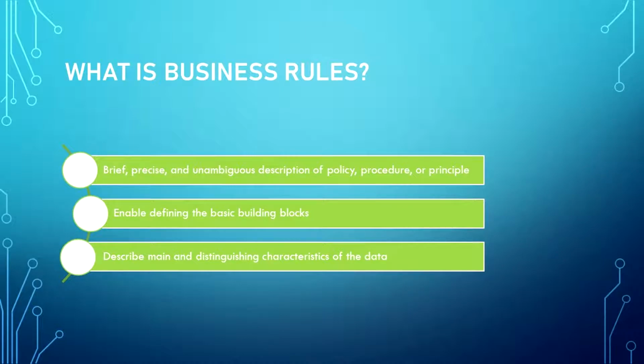An entity is a person, place, thing, or event about which data will be collected and stored. Business rule must be easy to understand and widely disseminated to ensure that every person in the organization shares a common interpretation of the rules. Business rules describe in simple language the main and distinguishing characteristics of the data as read by the company.